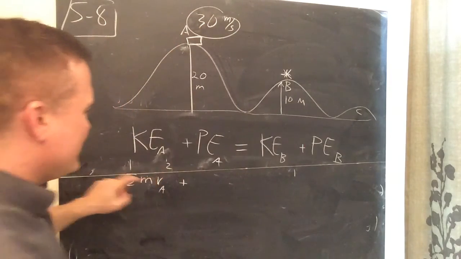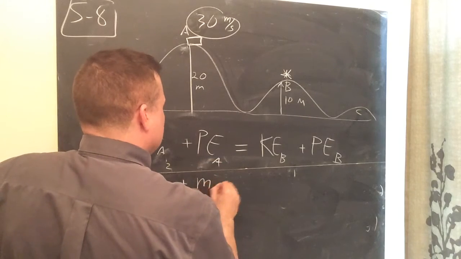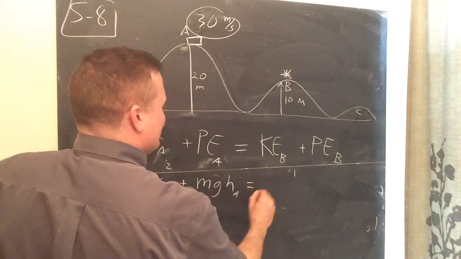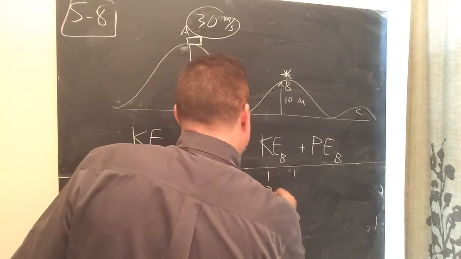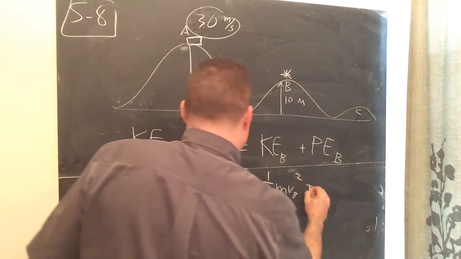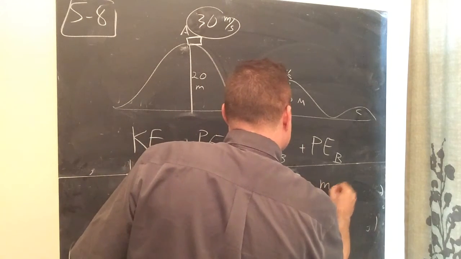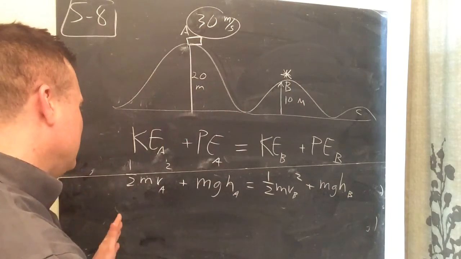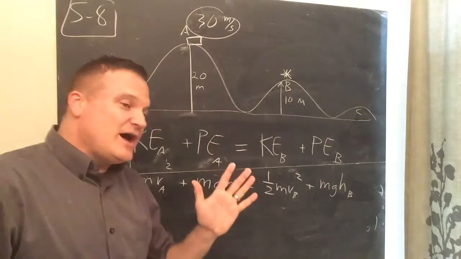1/2 mva squared plus mgh, and we'll say the height of A, is equal to 1/2 mvb squared plus mgh, the height of B. And this really does work out. It's pretty neat. This is a whole lot easier.